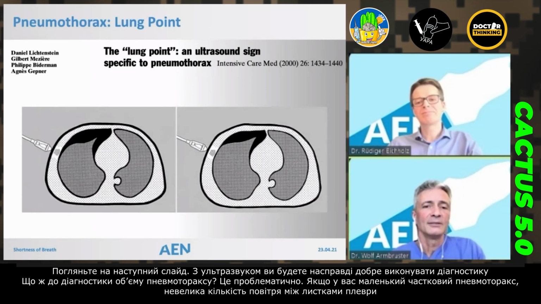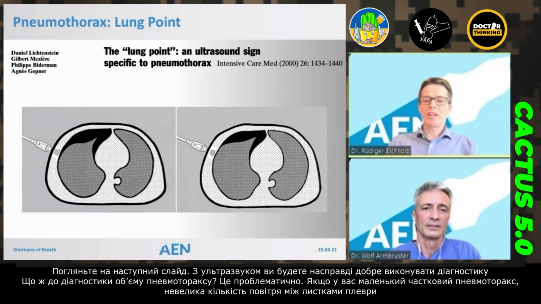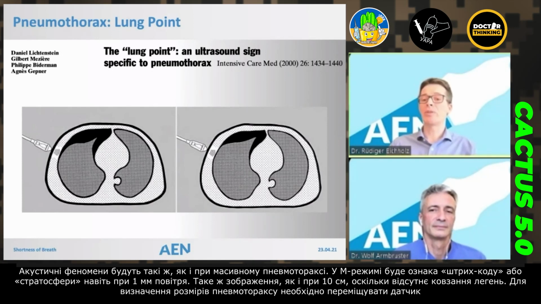One may ask, well, with ultrasound you're a really good diagnoser, but Rüdiger, what about diagnosing the size of the pneumothorax? Yeah, that's actually an issue, because if you've got only a very small partial pneumothorax with a little bit of air collection between the two pleural sheaths, the acoustic phenomenon is the same as if it was a big pneumothorax. So looking at the M mode, you get the barcode sign or the stratosphere sign right away if it's only 1 millimeter of air collection between the two sheaths. It is the same image as having 10 centimeters, because there is no lung sliding. So with just one scanning window, you can't tell anything about the size of the pneumothorax.